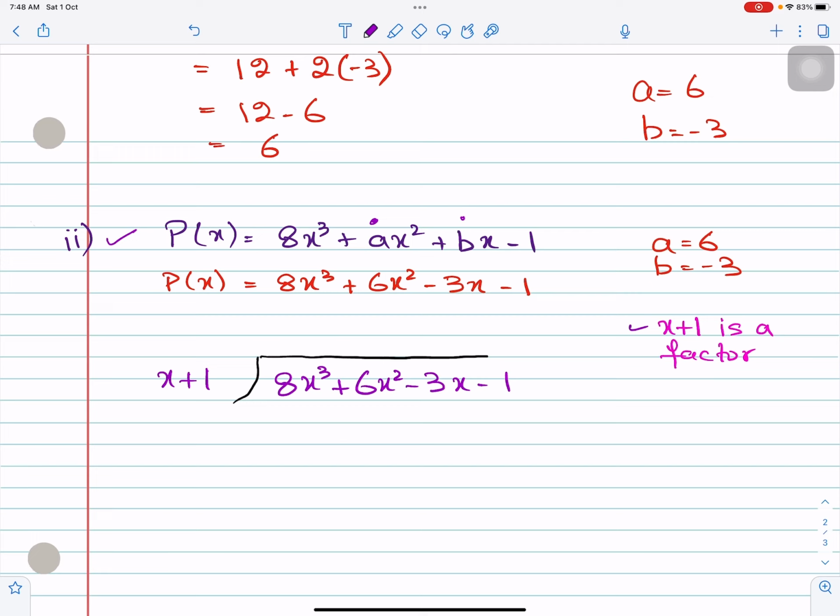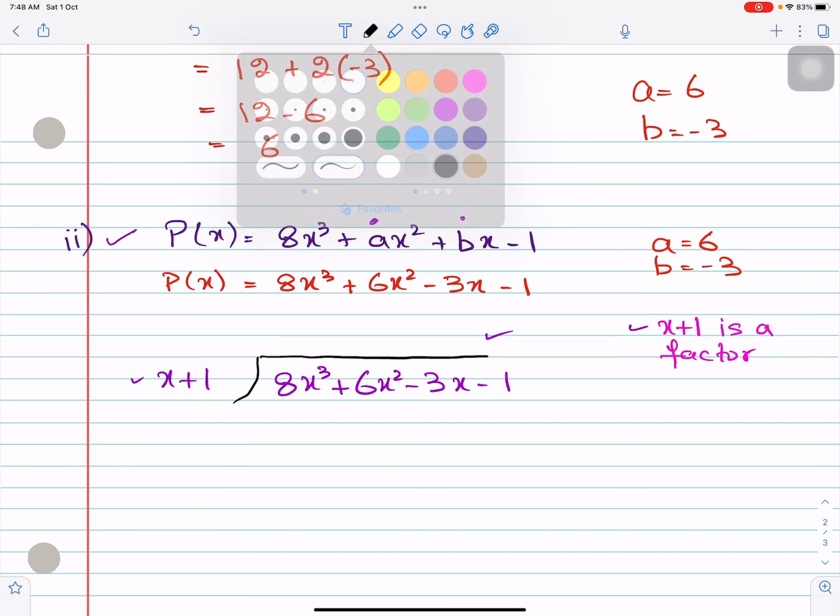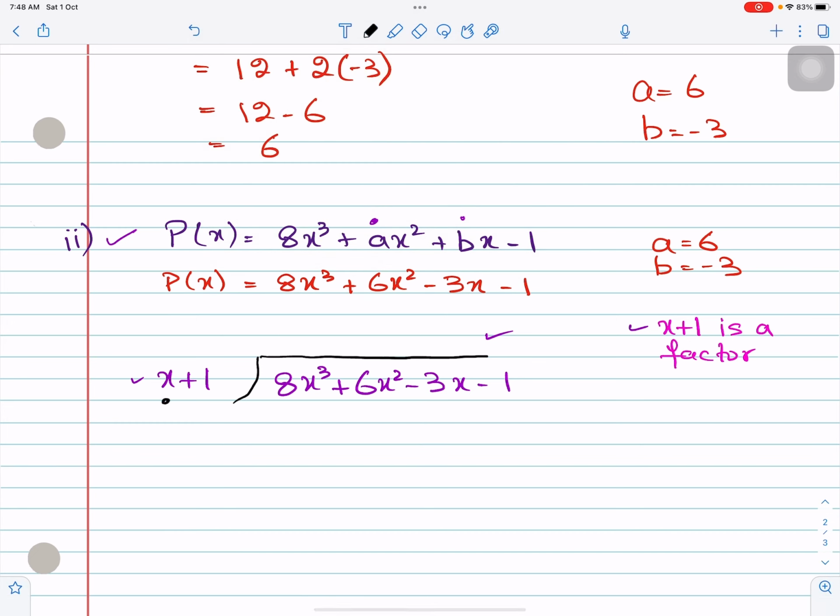So now this is a linear factor. When I divide it, I will get a quadratic factor as the quotient. Let's start, if you don't remember how to do this method. Sorry, let me use black color now. I will see x multiplied by what will give me 8x cube? I want 8x cube. So x multiplied by 8x square. This will give me 8x cube.